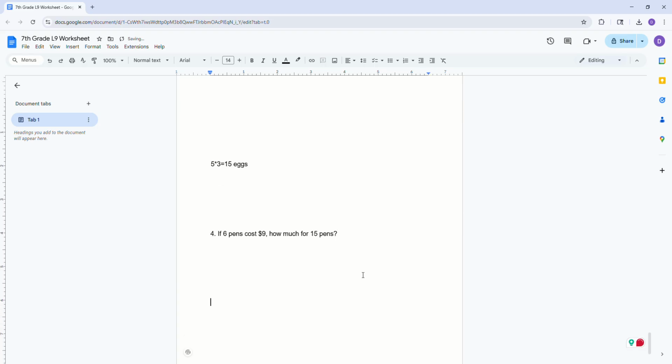For number 4, it says if 6 pens cost $9, how much for 15 pens? So we find the price for each pen, that would be 9 divided by 6, which would be 1 and 3/6, but we could also describe it as $1.5, and we could multiply that by 15. That would be $22.50.